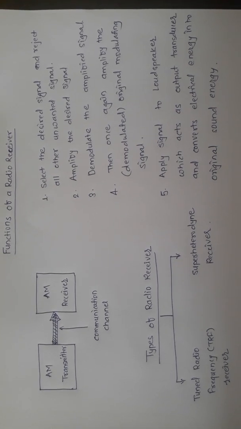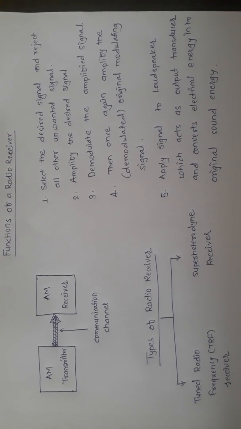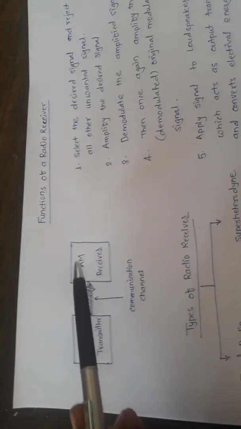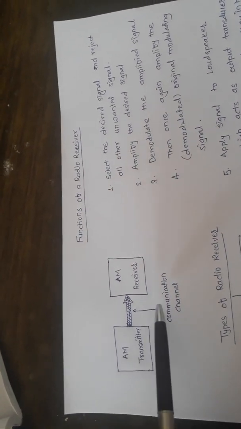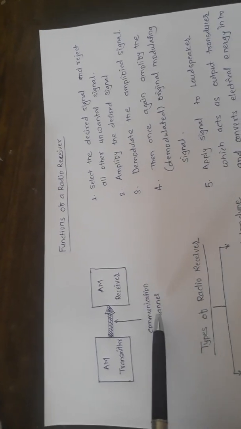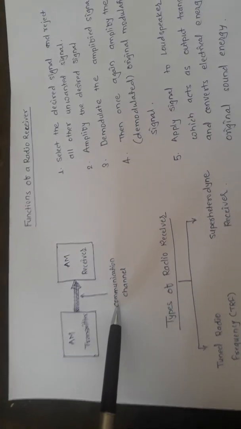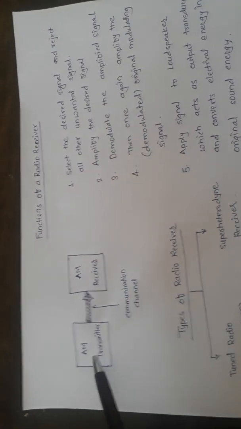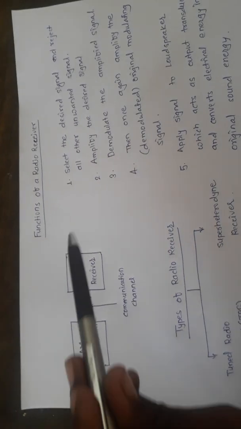Now, in today's discussion, the concentration is totally on the different functions of radio receiver. Whatever signal is transmitted from the AM transmitter will be received by the AM receiver. The signal is transmitted via a communication channel. Your communication channel may be wired or wireless, guided or unguided. Through that channel, the signal is transmitted from the AM transmitter to the AM receiver.